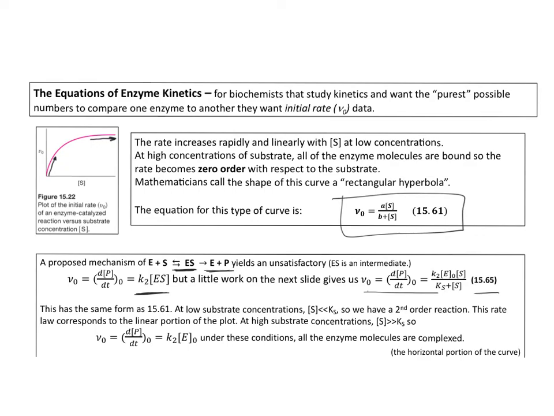Alternatively, at high substrate concentrations, this term goes away, and you can see that the substrate goes away, and so now you just have a first order equation in the enzyme. So at these high concentrations again, all the enzyme molecules are complex. Again, this is the horizontal part of the curve.